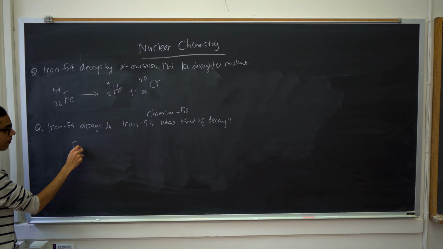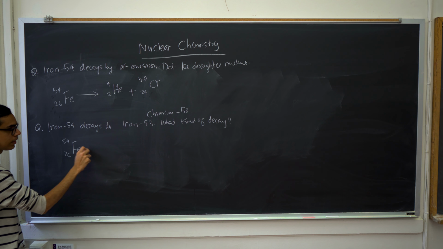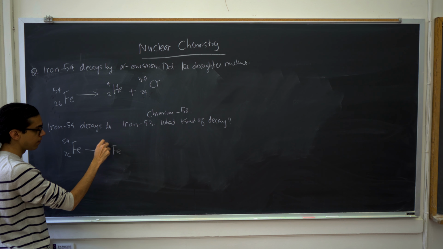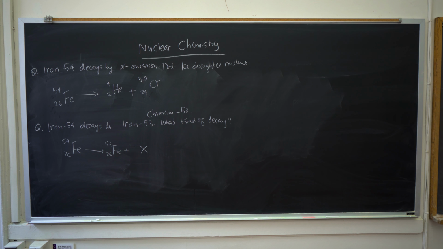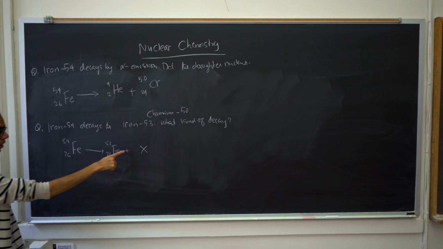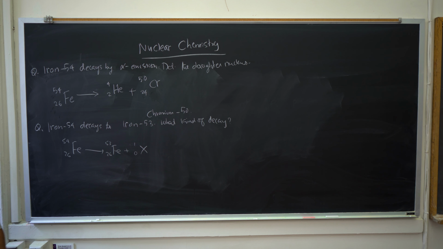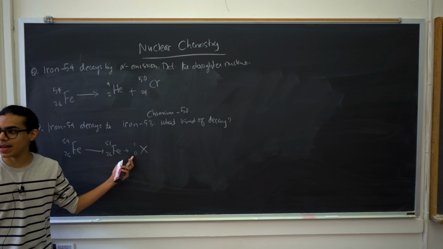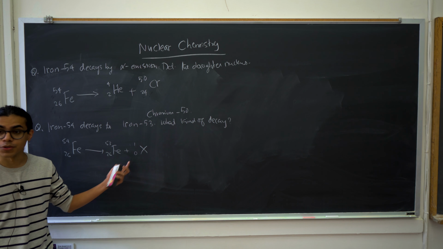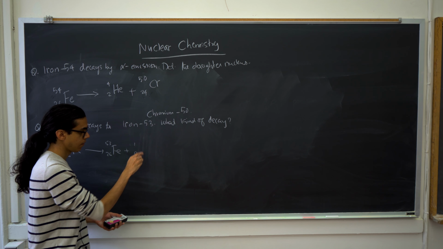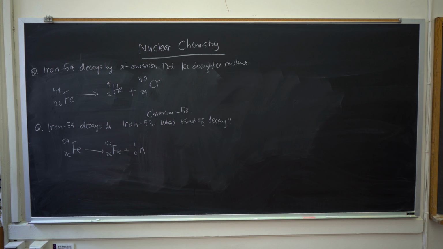Iron 54, 26, 54. This decays to iron 53, 26. So what is the mystery piece? 1 and 0, exactly. What's 1 and 0? If it's 0, you can't look it up in the periodic table. So it has to be a particle in the table. What particle has 1, 0? Neutron. Neutron is released, so this is neutron emission decay.